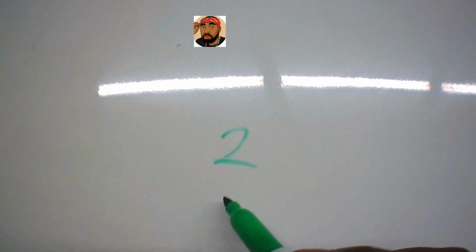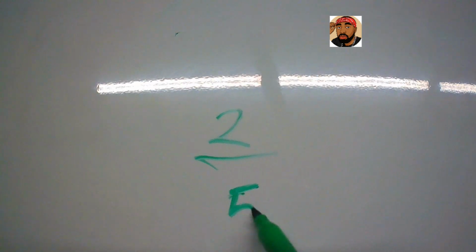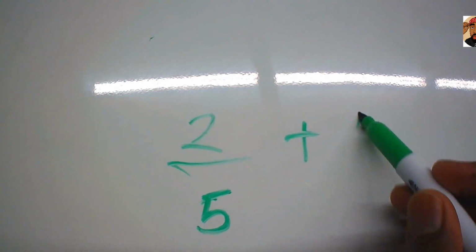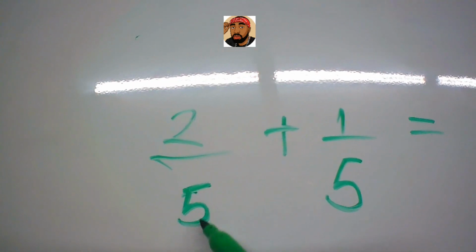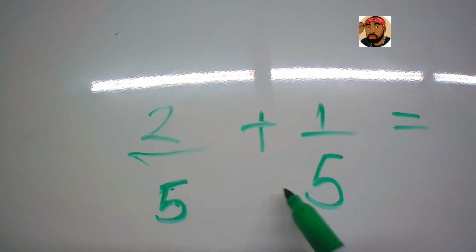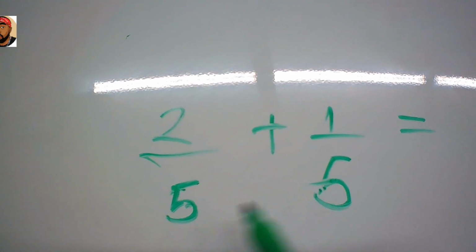So I'm going to start with the first one, that is the same units of measurements. So let's say we have 2 over 5 plus 1 over 5. The denominators are the same. When I say denominator, I'm talking about the numbers that are down here. These two numbers are the same.